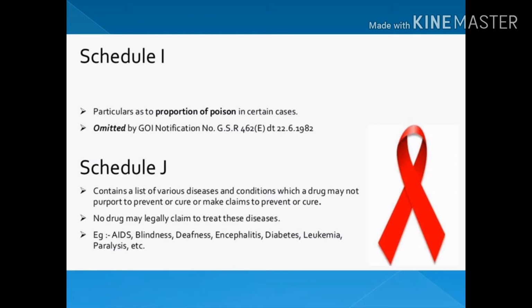Schedule I contains the particulars for proportion of poison in certain cases, but it is omitted. Schedule J contains the list of various diseases and conditions which a drug may not purport to prevent or cure, or make claims to prevent or cure. No drugs may legally claim to treat these diseases. Examples: AIDS, blindness, deafness, diabetes, etc.